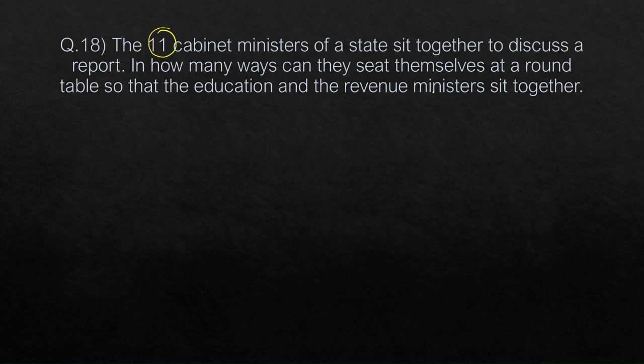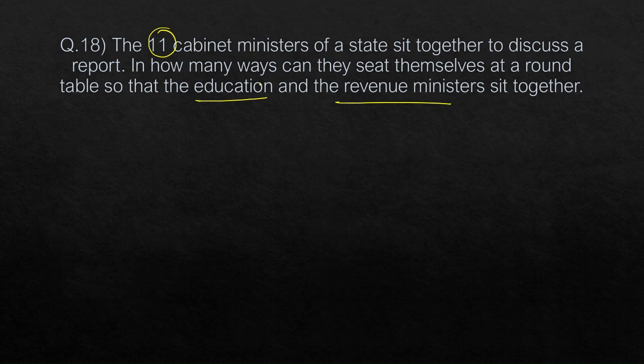Now the 18th question says that the 11 cabinet ministers of a state sit together to discuss a report. In how many ways can they seat themselves at a round table so that the education and revenue ministers sit together? So this question is kind of similar to that question in which we say that the vowels should occur together or perhaps these many letters should occur together. Together means together, right? We have discussed these kind of questions.